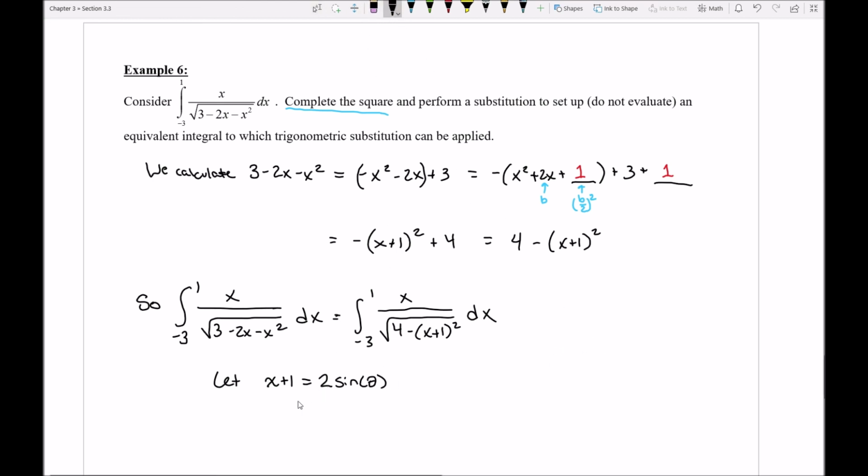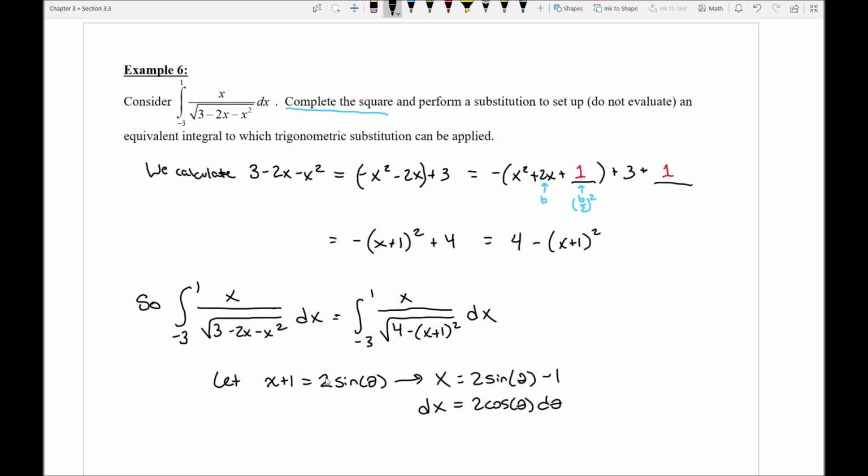I can then easily convert this into what I'm replacing x with. I'm really just replacing x with 2 sine theta minus 1. And so it would be very possible to get dx by doing 2 cosine theta d theta. With this and swapping out my bounds, I'd be able to complete this problem with no issue.